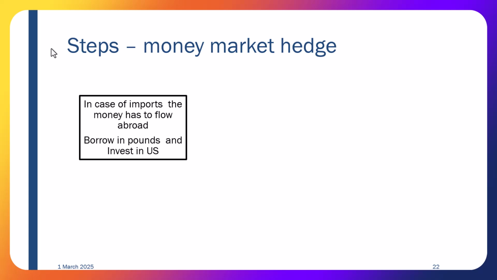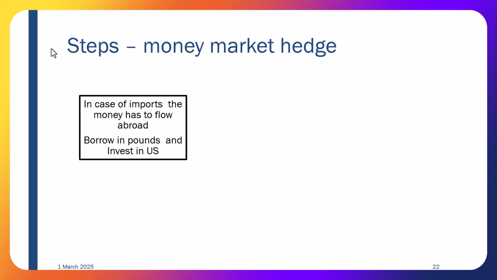Okay, so this is this thing. Now we go to the money market. In case of imports, the money has to flow abroad. So borrow in pounds, which means your home currency is pound. You borrow the money in England and invest in the US, because ultimately you have to make a dollar payment to someone.